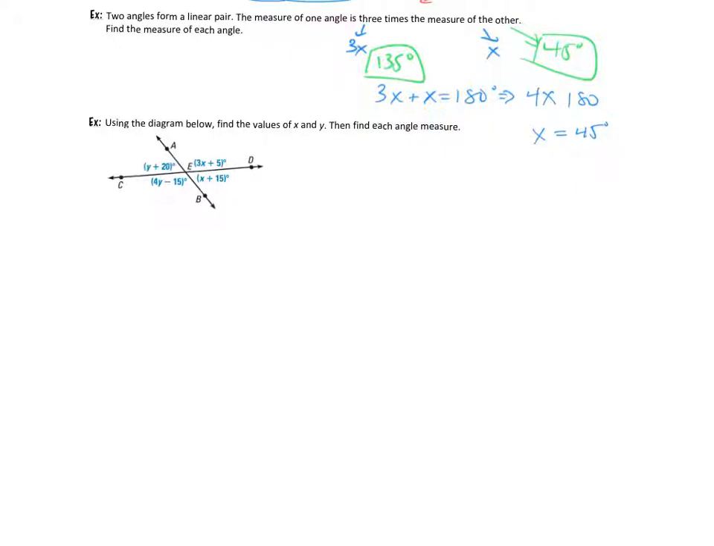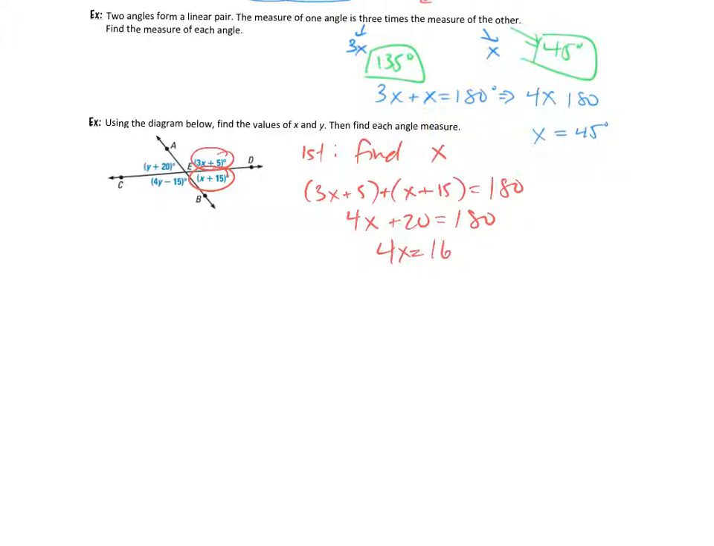We can use the relationships between vertical angles and linear pairs to solve some semi-complicated problems. In this example, we're going to use the diagram and first find the value of x. We look at our two angles that have x, and they form a linear pair. So 3x plus 5 added to x plus 15 must add up to 180 degrees. Combining these, I get 4x plus 20 equals 180, 4x equals 160, so x equals 40.